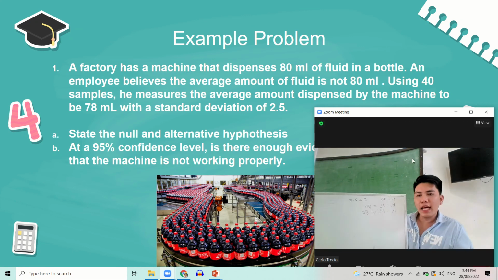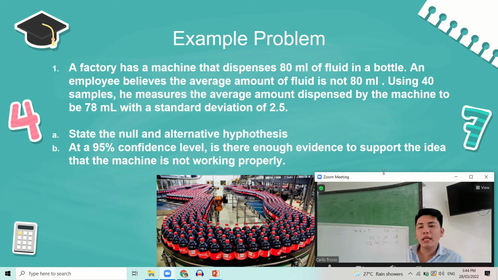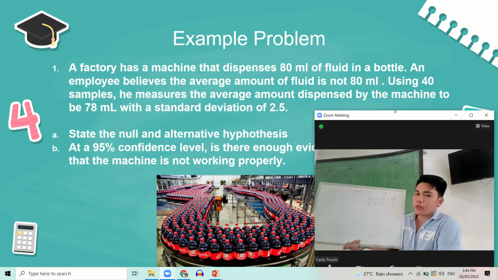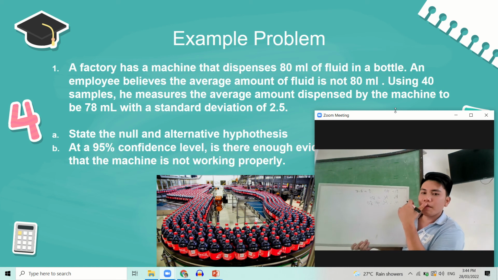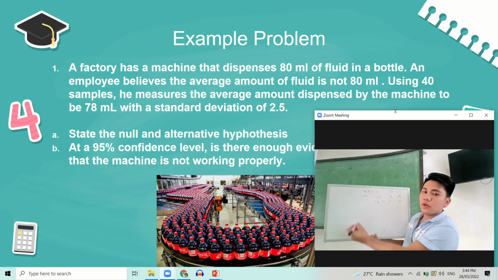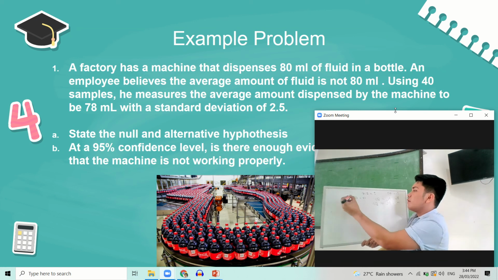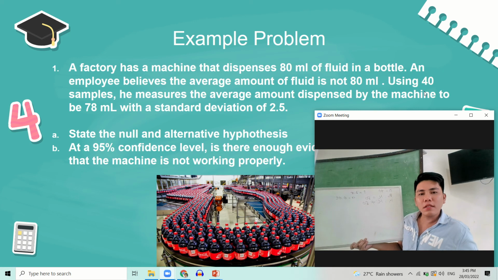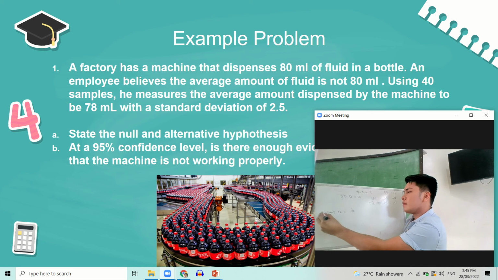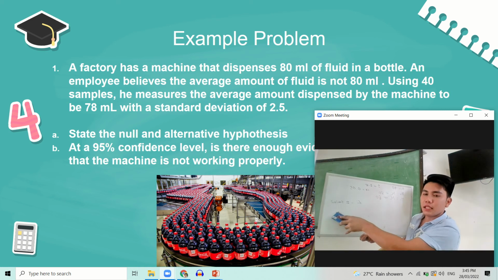This is 2.5, and the next is the question: at a 95% confidence level, is there enough evidence to support the idea that the machine is not working properly? Okay, not working properly. So 95% is our confidence level, but we need to only use the level of significance. So the level of significance, or alpha, is equal to 0.05. And since it is mentioned here that the employee believes that the average amount of fluid is not 80 ml, not equal, not equal is equivalent to a two-tailed test. Two-tailed test.